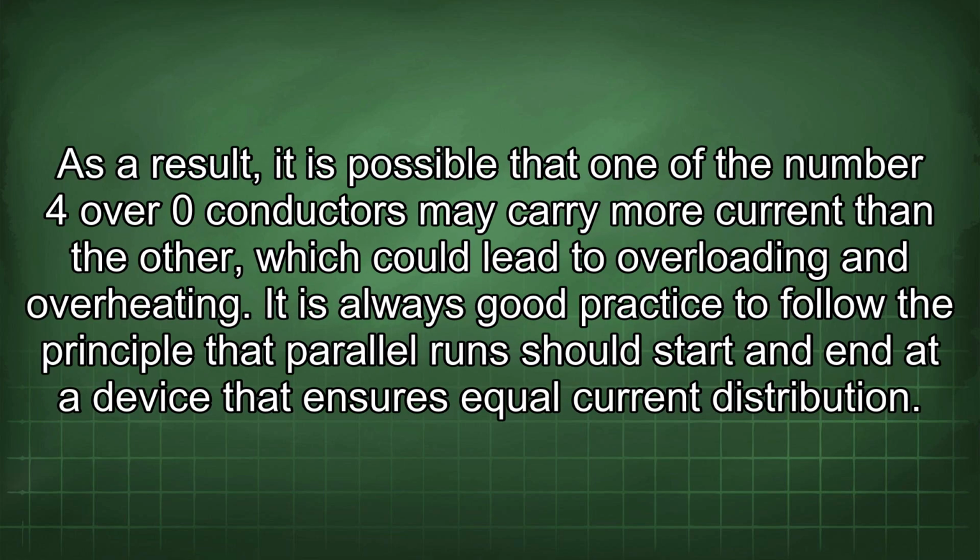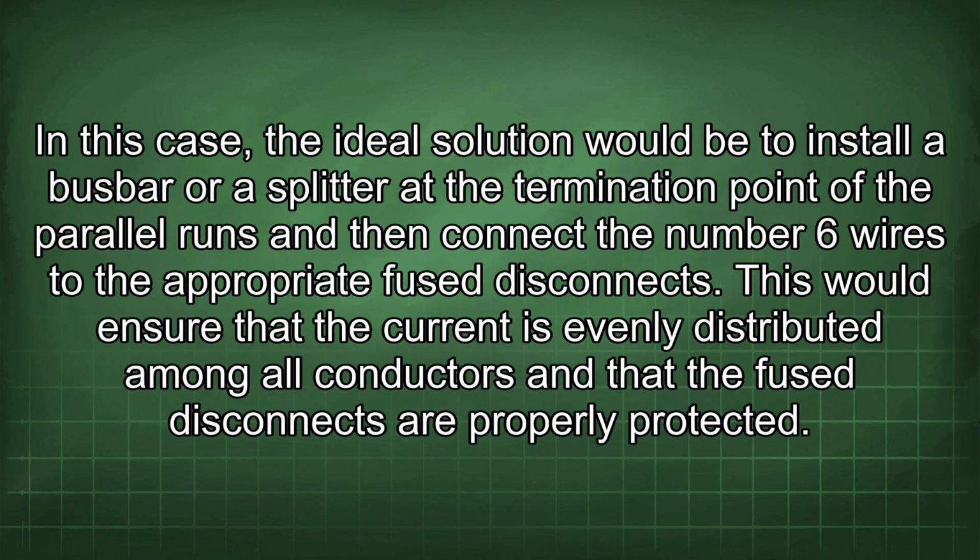As a result, it is possible that one of the number 4/0 conductors may carry more current than the other, which could lead to overloading and overheating. It is always good practice to follow the principle that parallel runs should start and end at a device that ensures equal current distribution. In this case, the ideal solution would be to install a busbar or a splitter at the termination point of the parallel runs and then connect the number 6 wires to the appropriate fuse disconnects. This would ensure that the current is evenly distributed among all conductors and that the fuse disconnects are properly protected.